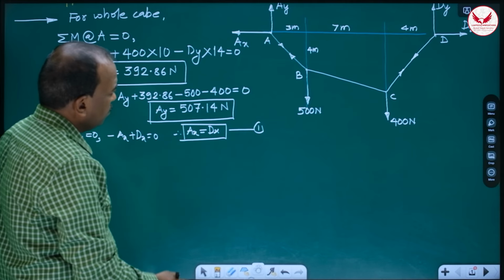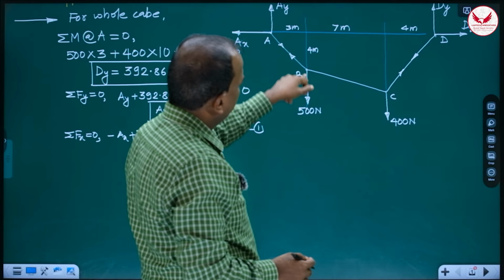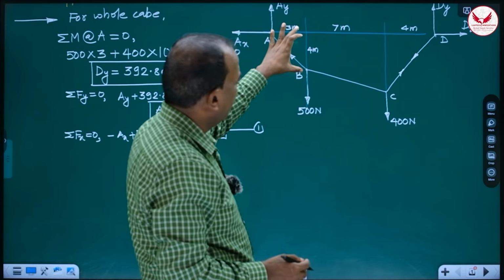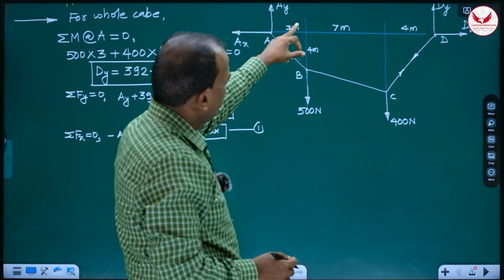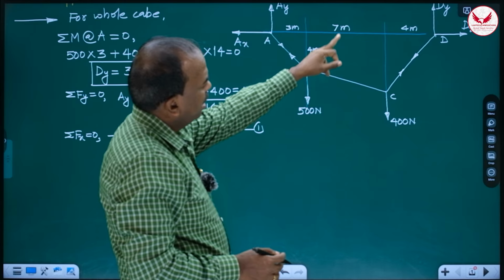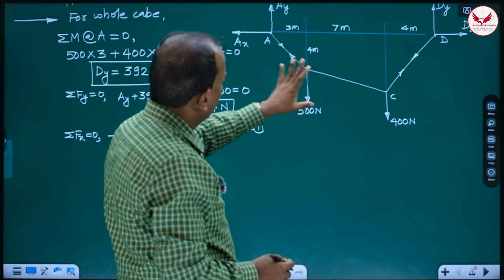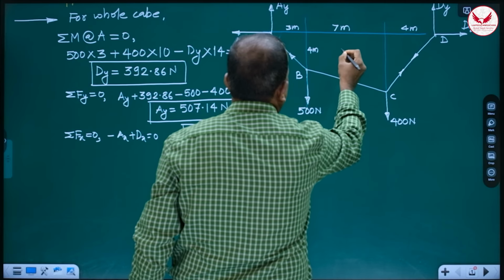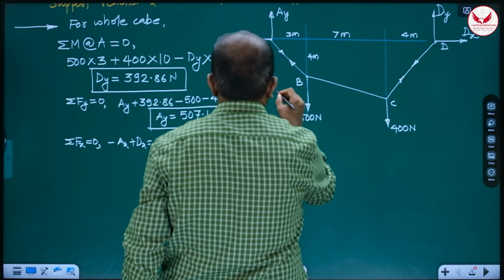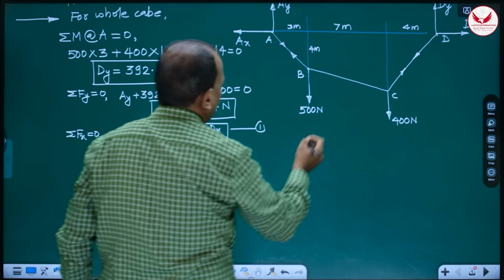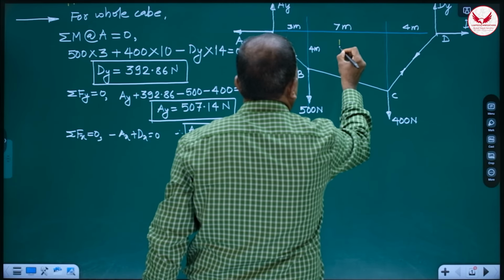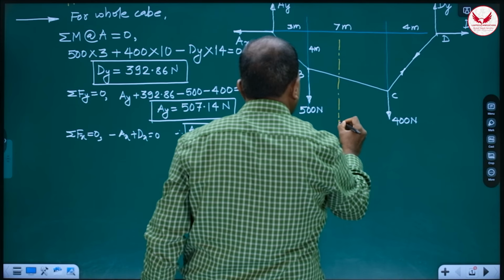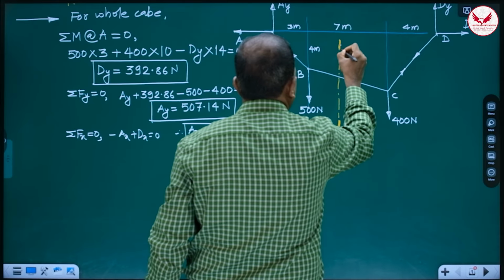Now, at B and C the load is there, and this distance is known. This is treated as sag. One sag is known at B, and at C we don't know. So always cut the cable near the known sag. I'll take the section like this. Means I'll cut this cable in this way.